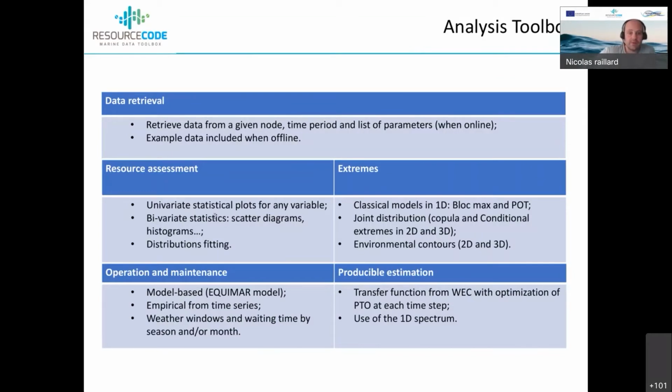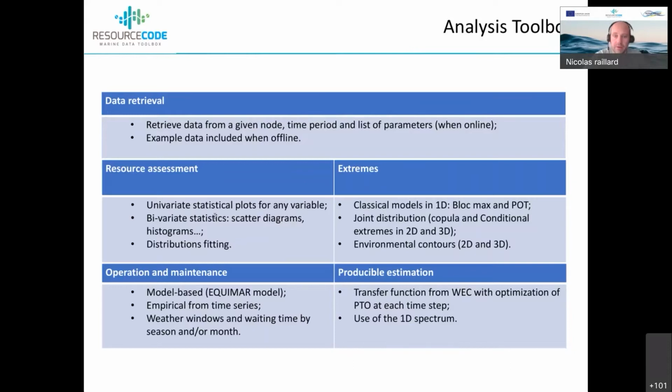So the first one is resource assessment, which allows to do some univariate statistics, bivariate statistics, such as scatter diagrams, histograms, and 2D plots, and also some distribution fitting. So for example, we have a module to fit a 3-parameter Weibull distribution to the HS time series, which is a classical method for resource assessment.